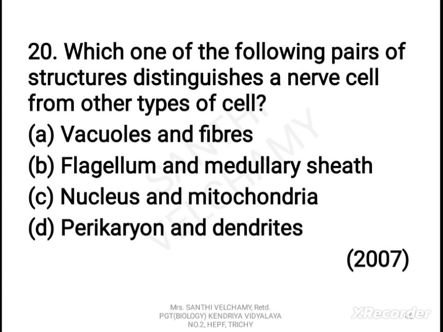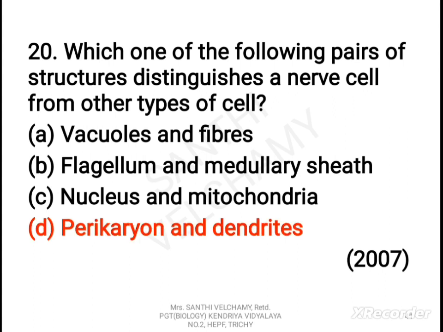20th question. Which one of the following pairs of structures distinguishes a nerve cell from other types of cell? A. Vacuoles and fibers, B. Flagellum and medullary sheath, C. Nucleus and mitochondria, D. Perikaryon and dendrites. The correct answer is D.